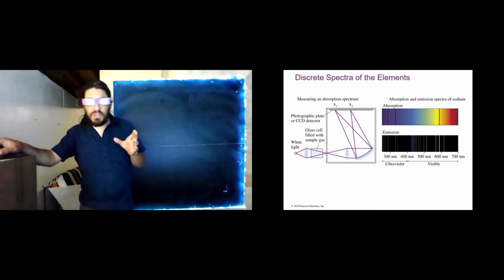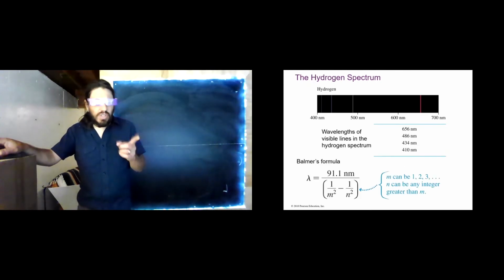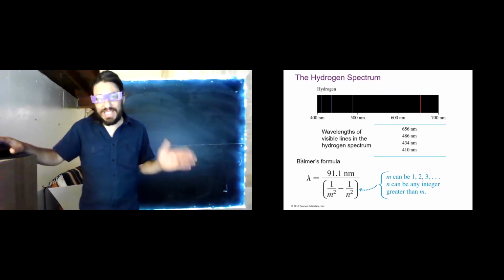Okay, so scientists learned all of this in the 1800s. How can we use this to help us understand the structure of the atom? Well, one of the first clues was developed by a man named Balmer. And this was, again, still in the 1800s. Balmer was actually not really a professional scientist. He was actually a science teacher.